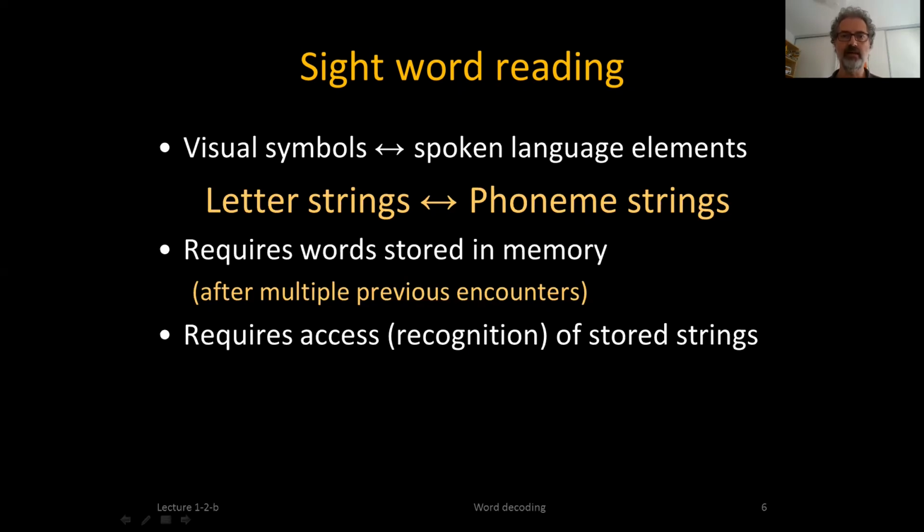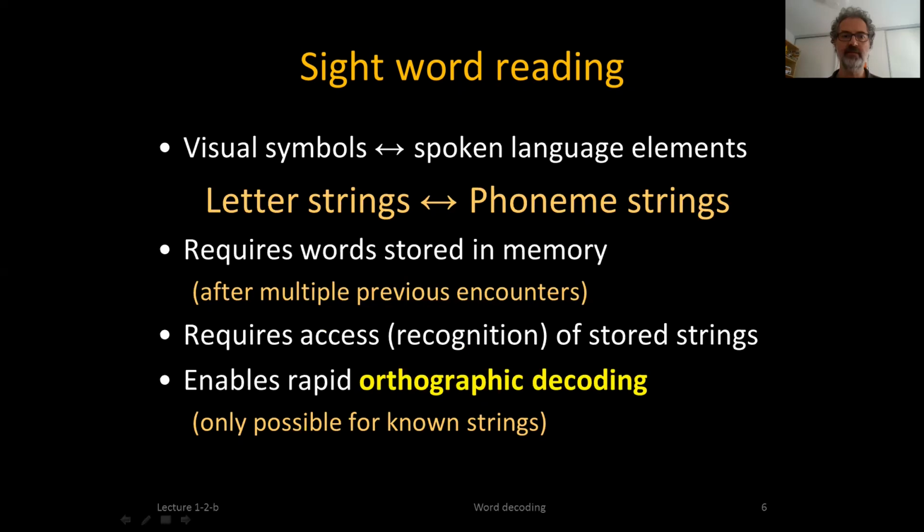And when you can do that quickly and without effort, then you achieve what is called rapid orthographic decoding. So orthographic decoding, which is only possible for known sequences of letters, is the mapping from a known sequence of letters that you recognize to the way this whole sequence is pronounced. So going from a recognized word as it is written to the way this word is pronounced in your spoken language that you know.